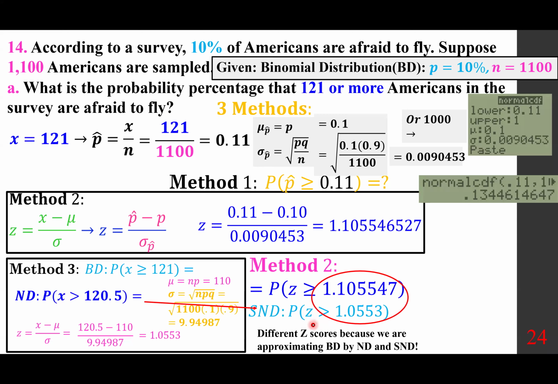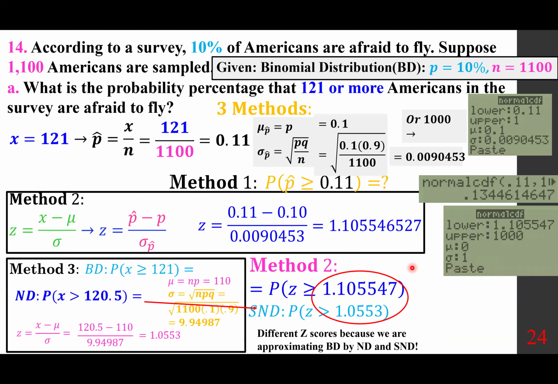Those are the same or different z-scores because we are approximating the binomial distribution with the standard normal distribution. So the lower is this number, and the upper is whatever, 100, 1000, doesn't make much of a difference. And I hope you see that when we do that, in all cases, we get 0.1345. So it's very straightforward, and I hope everybody is okay with that.